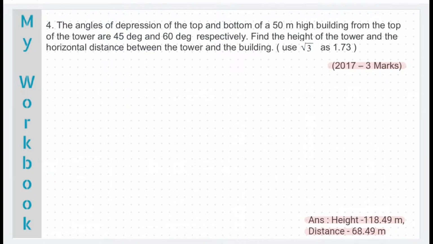Fourth question. The angles of depression of the top and bottom of a 50-meter high building from the top of a tower are 45 degrees and 60 degrees respectively. Find the height of the tower and the horizontal distance between the tower and the building.